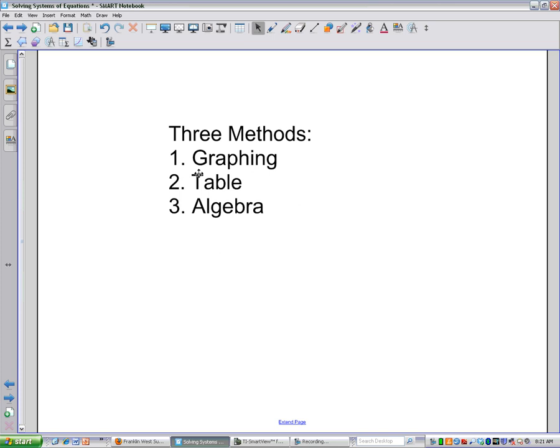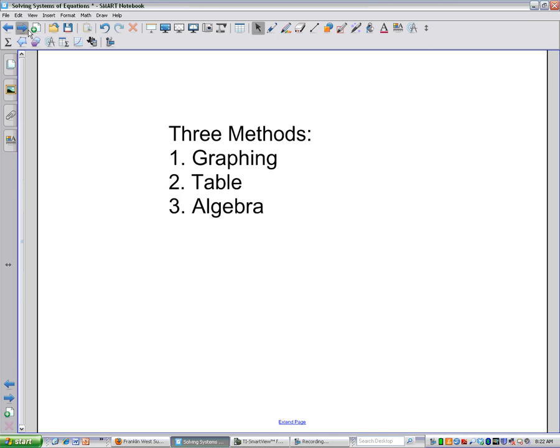Okay, we have three ways that we can solve systems of equations. The one we worked on in class today was called graphing, and so we just graph the two lines and away we go. We can also solve it using a table, and lastly we can solve using algebra. I'm not going to go back through the graphing because we did that extensively today. You just graph the two lines and you look for where they cross, and that is your answer.